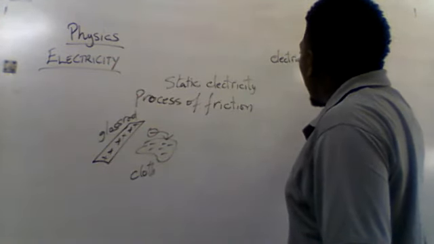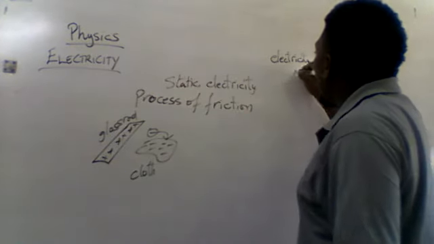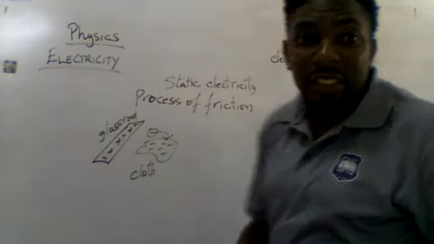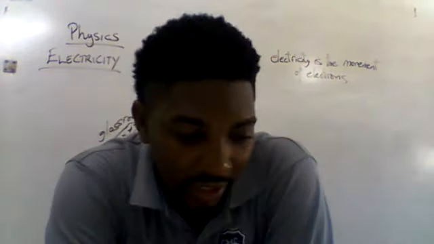that electricity is the movement of electrons. That continuous movement of electrons is what is referred to as electricity. Good?